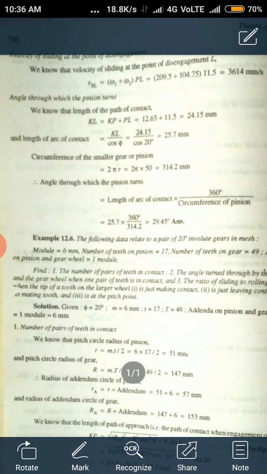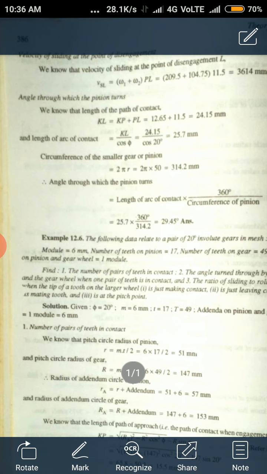So today you have seen 3 or 4 additional parameters. One is sliding velocity at the engagement, sliding velocity at the disengagement, sliding velocity at the pitch point, and the angle turned by the pinion. Also the angle turned by the wheel, which we can see tomorrow.